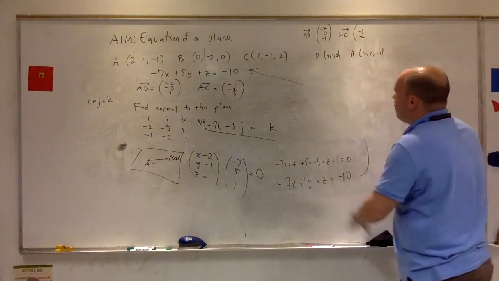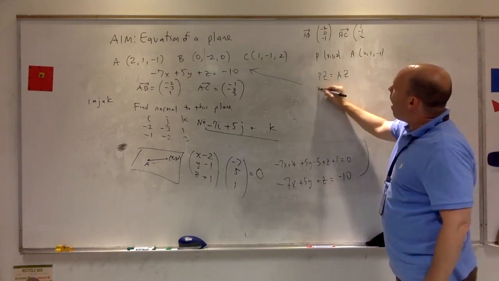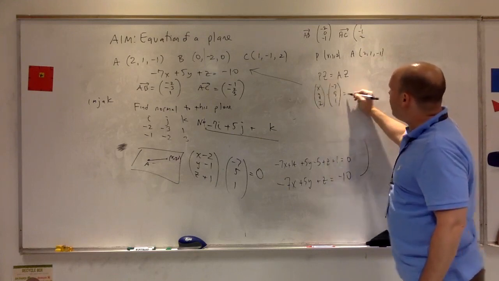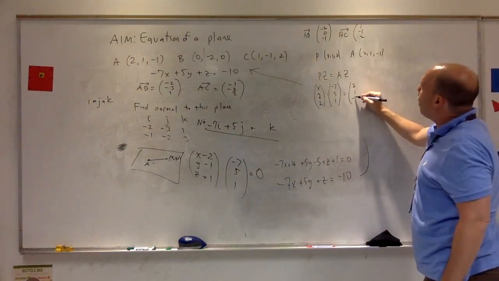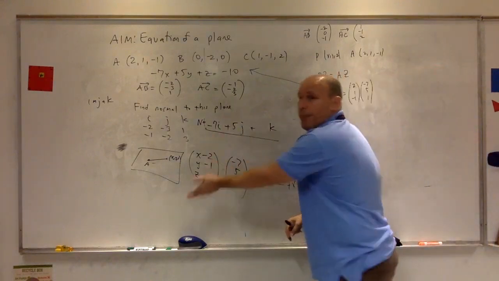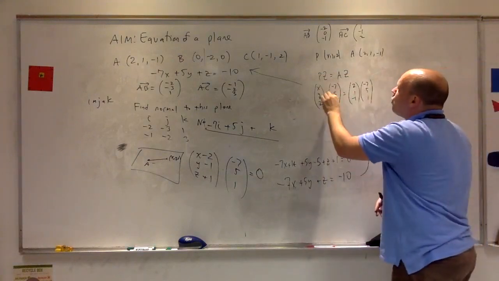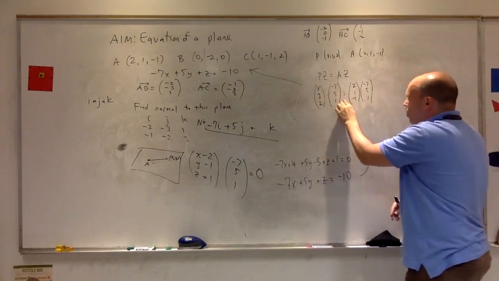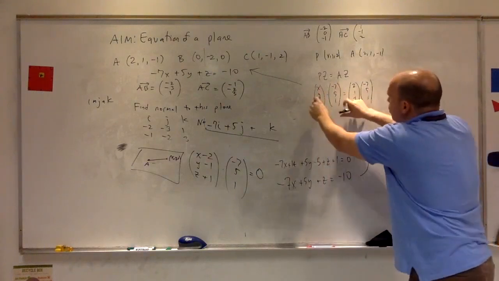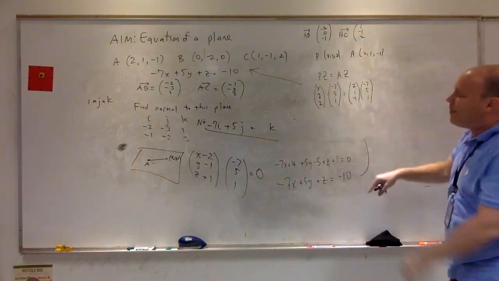So then they say, you know, P·N is equal to A·N. So they're like, fine, (x, y, z) dotted with (-7, 5, 1) is equal to the numbers (2, 1, -1) dotted with (-7, 5, 1). I start off with everything on the left and move the numbers to the right. The book says, you know what, just dot the normal with the variables, and that's equal to the normal with the known point. You got the same answer. -7x + 5y + z is equal to -14 + 5 - 1, which is -10.